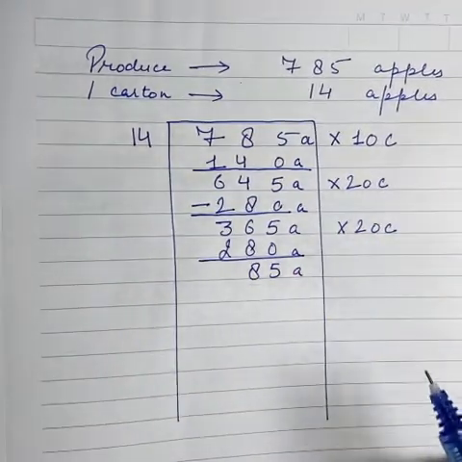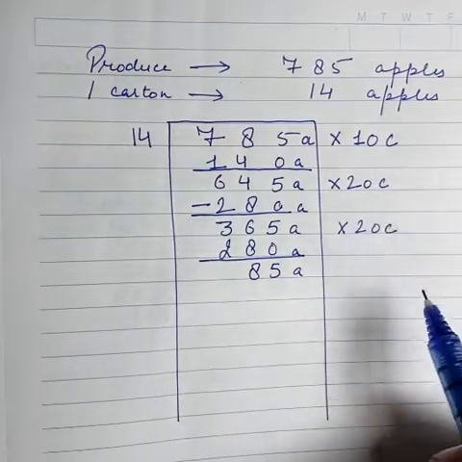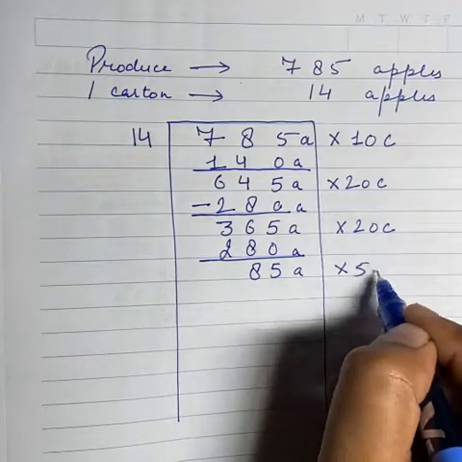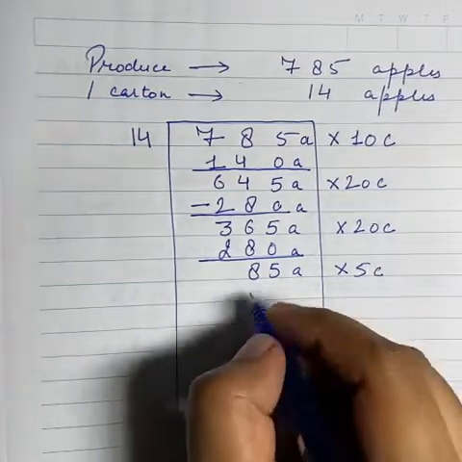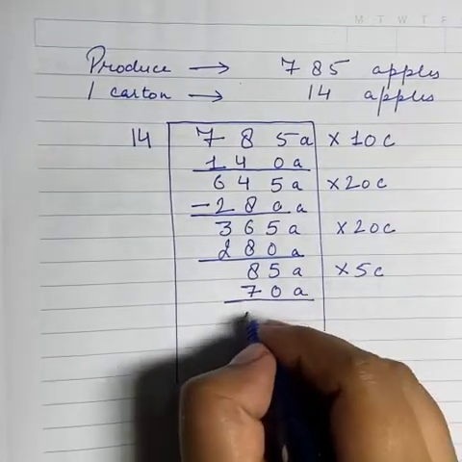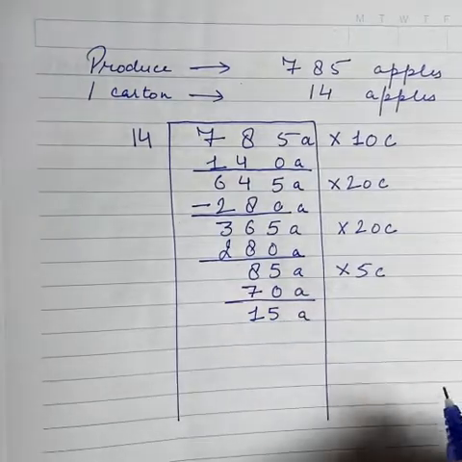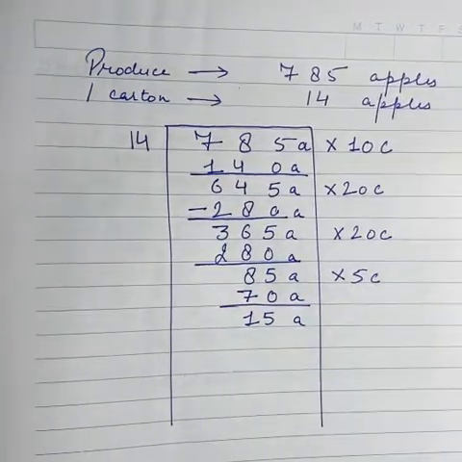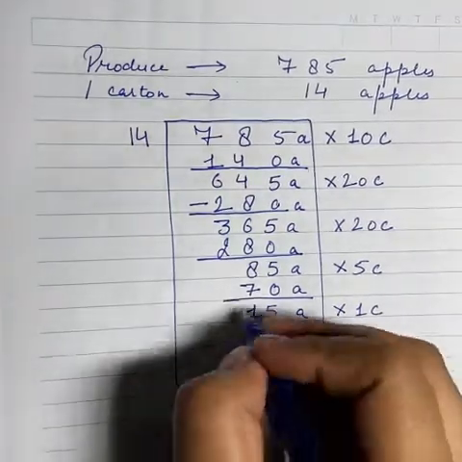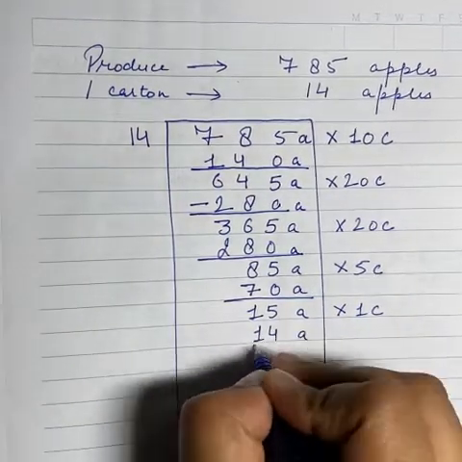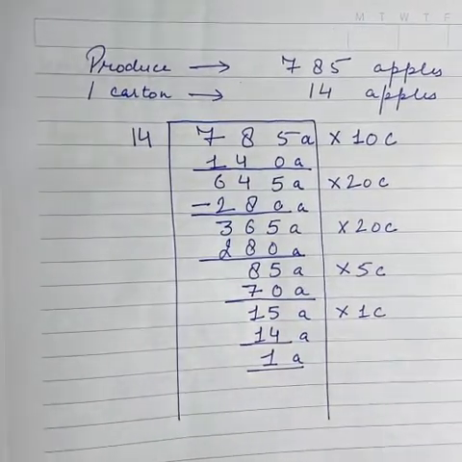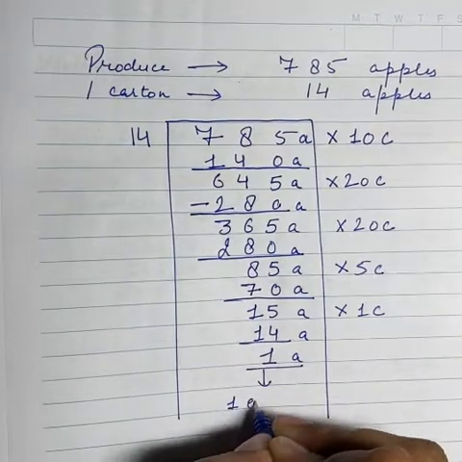Now I cannot use 10 cartons, that will be too much. Let me try for another number. Let me try for 5 cartons. Now if I use 5 cartons, I will be able to pack 70 apples, and I'll be left with 15 apples. Now I see I can use at least one more carton, so I'll put one carton here, and 14 apples I'll pack, and I'll be left with one apple. Now for this one apple I can use one extra carton.